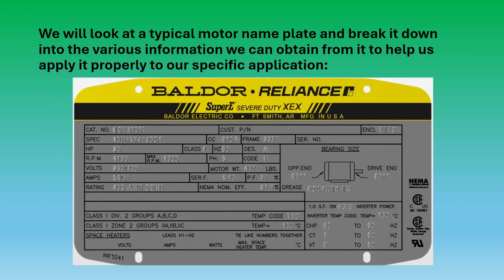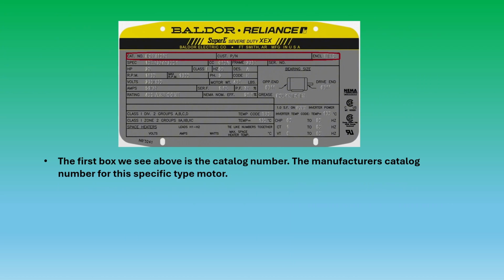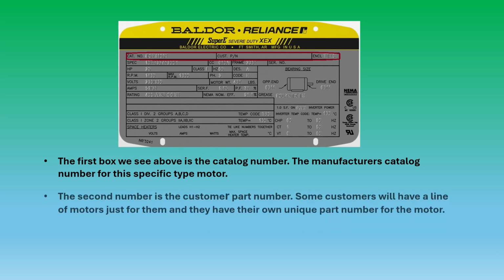We will take a look at a typical motor nameplate and break it down into the various information so that we can obtain from it the information to help us apply it properly to our specific application. So in the first line here in the first box, we see above that is the catalog number. This is the manufacturer's catalog number used for the specific type of motor.